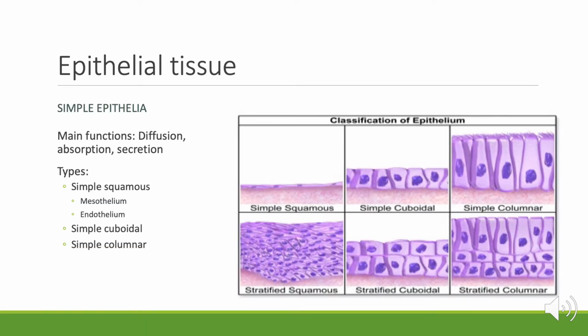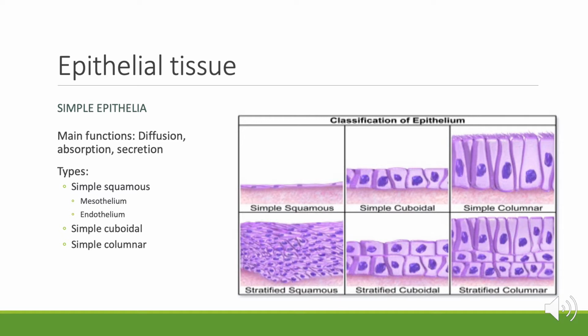One of the first types of epithelial tissue will be the simple epithelial tissue. The main functions of these are diffusion, absorption, and secretion. These tissues are characterized by being only one cell thick. Simple squamous epithelium are the flattened cells. There are two divisions of this. You have the mesothelium, which is the lining of serous membranes, and endothelium, which is the lining of blood vessels.